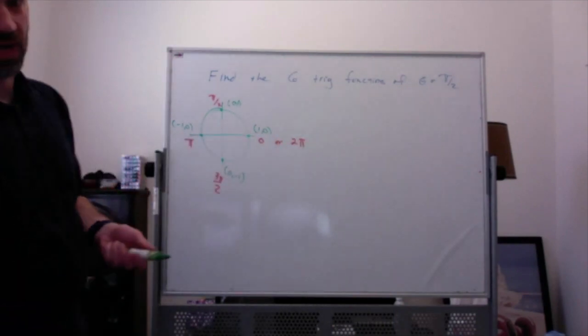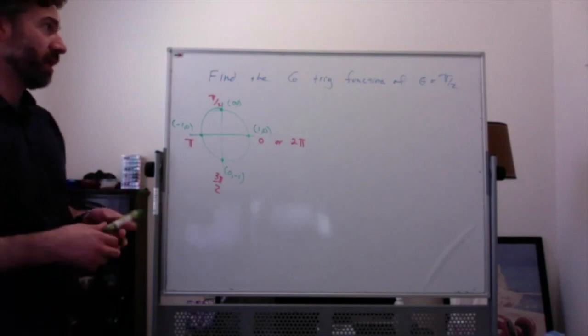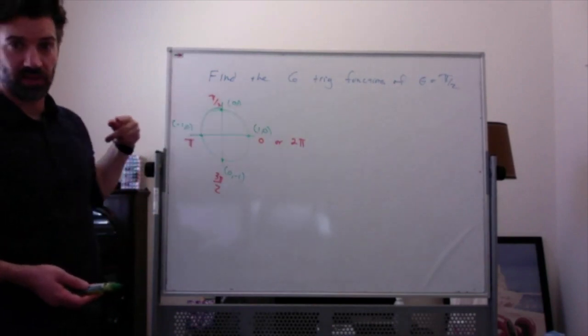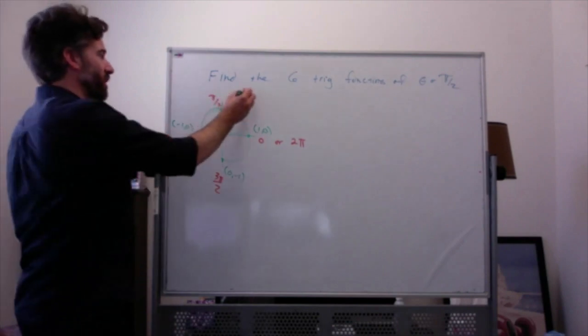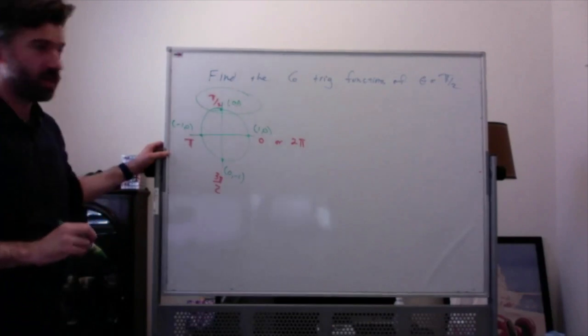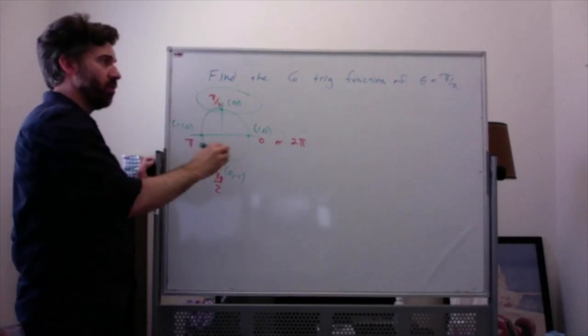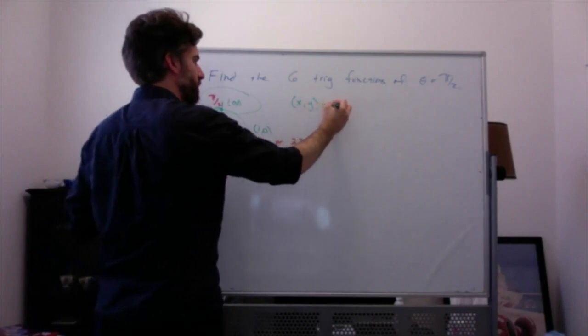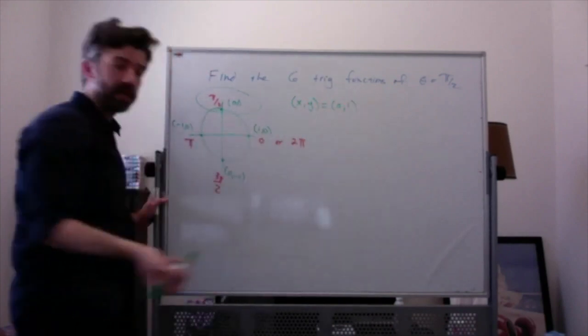Now, really, if I was trying to do this as efficiently as possible, I would have only drawn or written the angle and the point I actually care about. So this is the only one I actually care about at the moment, because the angle is pi over 2. And the point is (0, 1). So I know that my xy coordinate is (0, 1). So x is 0 and y is 1.